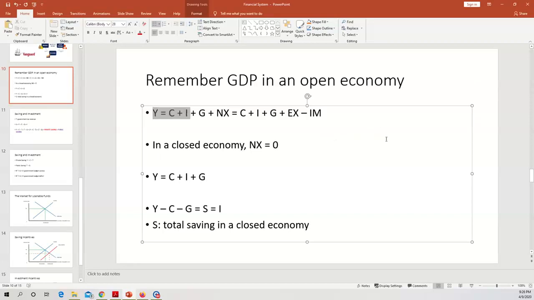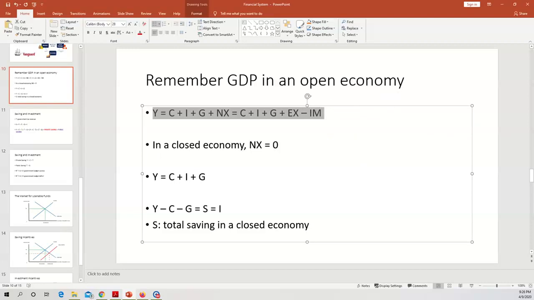So remember this equation when we talk about the GDP. We can calculate GDP by a so-called expenditure approach, right? So this letter Y represents GDP. GDP equals what? C, consumption, plus I, investment, plus G, government spending, plus NX, net exports, right? That is export minus what? Import. This is how we can calculate GDP according to the so-called expenditure approach.